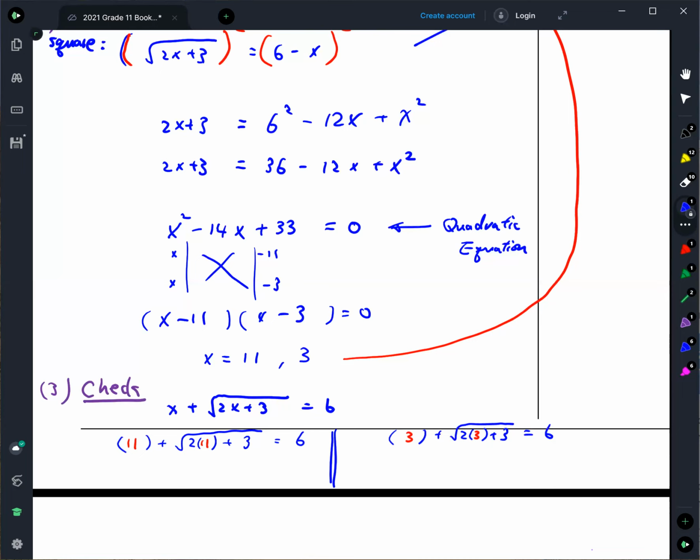Okay, Geoffrey, when you plug in the 11, what do you get? 16. Okay, so 16 and then equal to 6, it doesn't equal, right? So that means 11 we need to throw out. Okay, Naomi, what about 3? What do you get when you plug in 3?